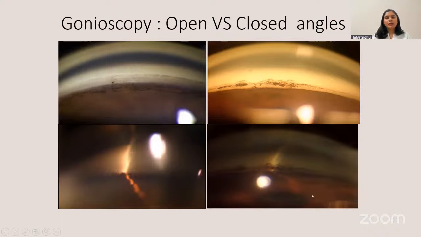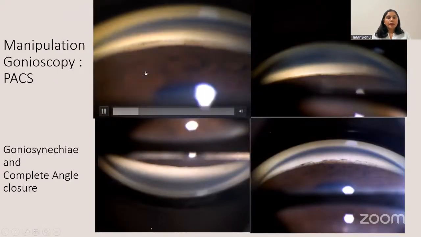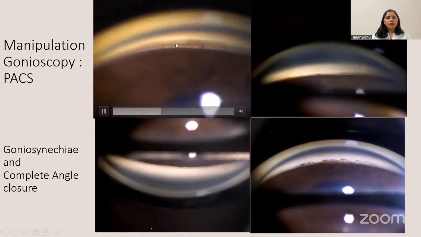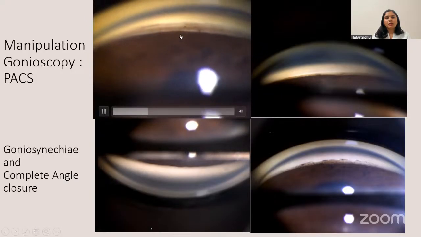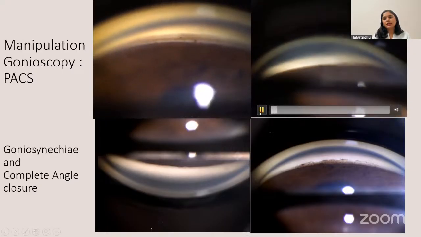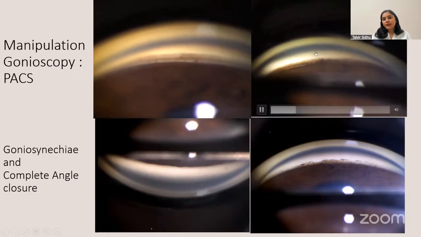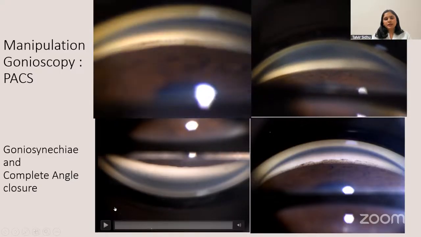So this is an angle closure person. When you do a manipulation gonioscopy, in the primary gaze, no angle structures are seen. But when the patient looks up, all the angle structures are seen. Here you can see that there is some pigmentation present in the angle. This is blotchy pigment that is present in the angle.